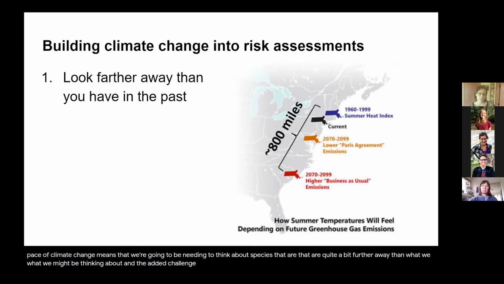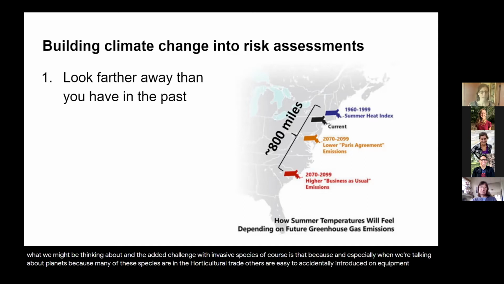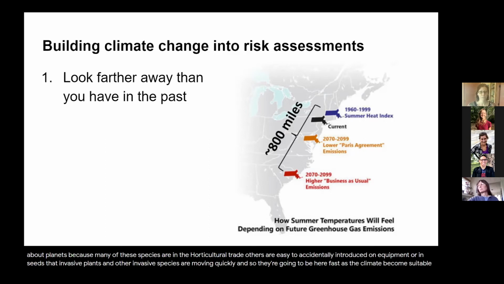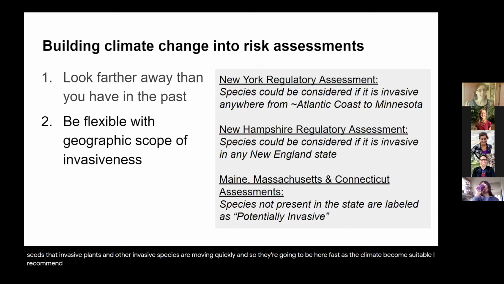And the added challenge with invasive species, especially when we're talking about plants, is that many of these species are in the horticulture trade, and others are easy to accidentally introduce on equipment or in seeds. So invasive plants and other invasive species are moving quickly, and they're going to be here fast as the climate becomes suitable. And so the recommendation is to make sure that we're flexible in terms of our geographic scope.